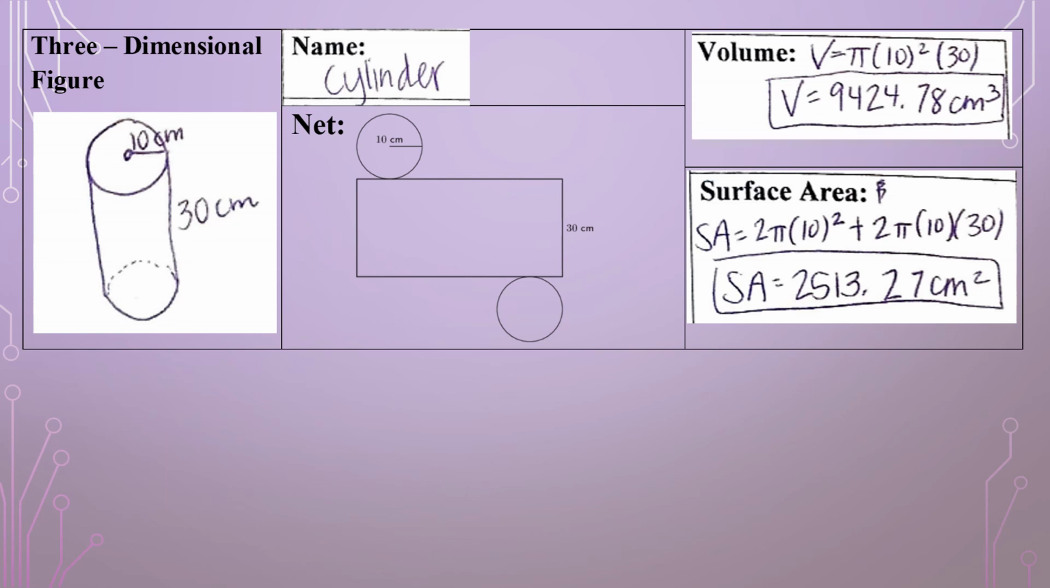And again, use your cheat sheet. You can use that on the test. You can use your area and perimeter cheat sheet as well. And your surface area is 2,513.27 centimeters squared. If you guys have any questions, let me know.